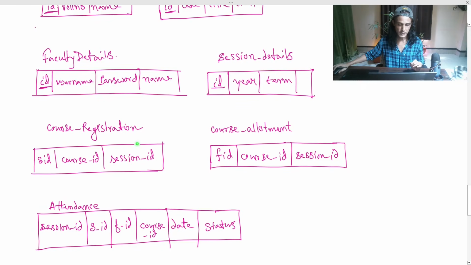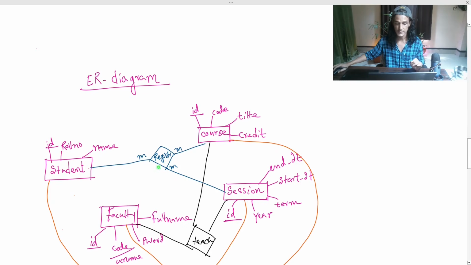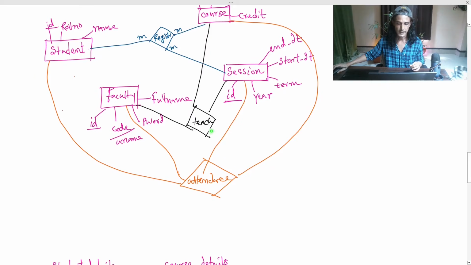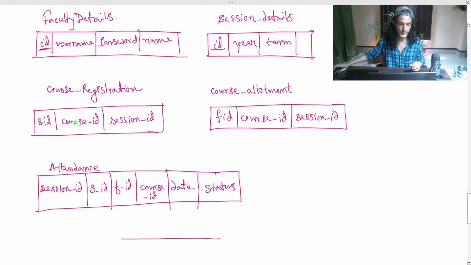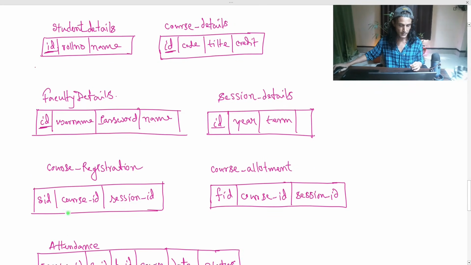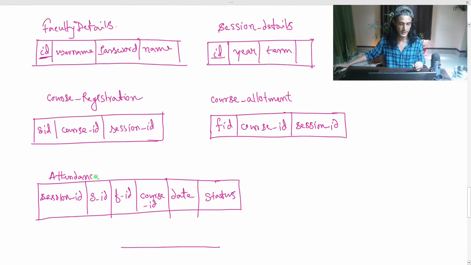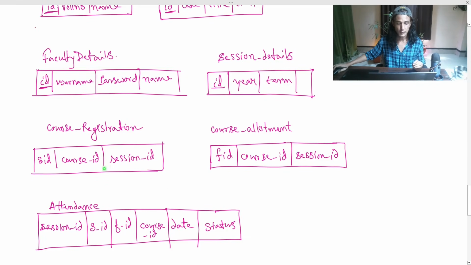So: course registration, course allotment, and attendance. This register relationship I'm writing here as course registration, this teach relationship I'm writing as course allotment, and this attendance relationship I'm mentioning as attendance. That is fine. But how do we decide what columns should be there in that table?